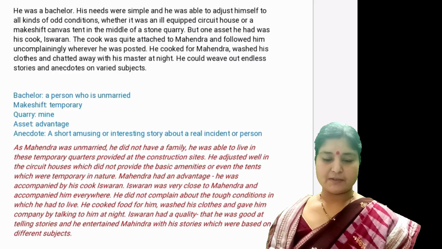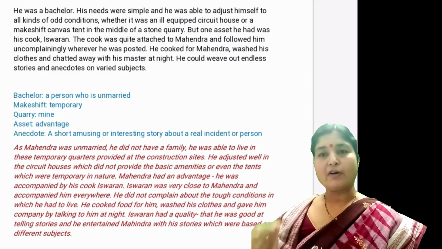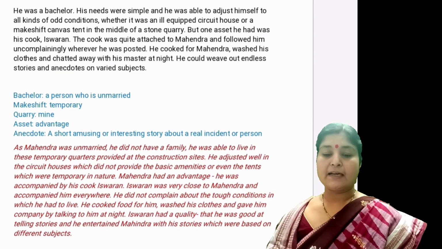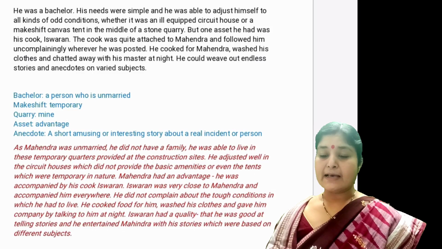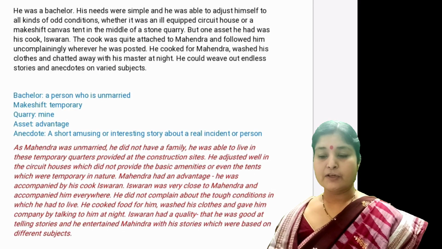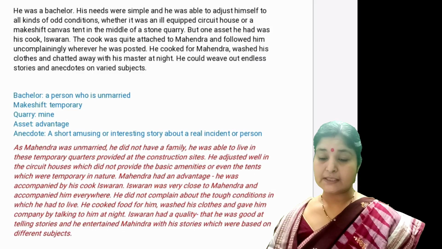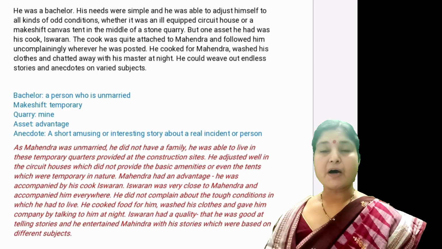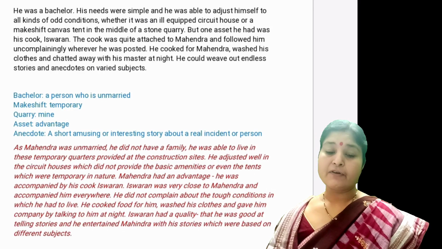He was a bachelor. His needs were simple and he was able to adjust himself to all kinds of odd conditions, whether it was an ill-equipped circuit house or a makeshift canvas tent in the middle of the stone quarry. But one asset he had was his cook, Iswaran. The cook was quite attached to Mahendra and followed him uncomplainingly wherever he was posted. He cooked for Mahendra, washed his clothes, and chatted away with his master at night. He could weave out endless stories and anecdotes on varied subjects.